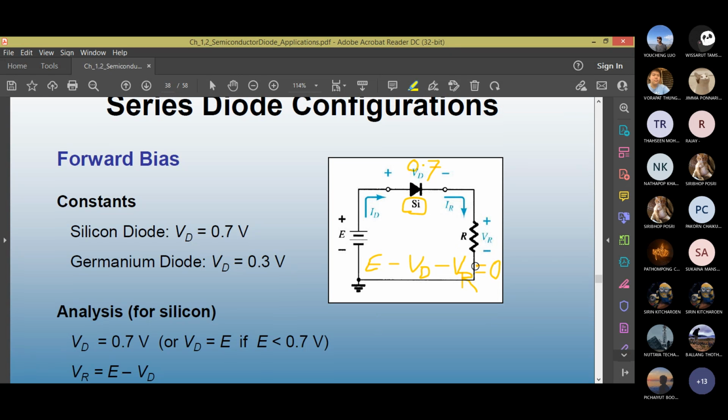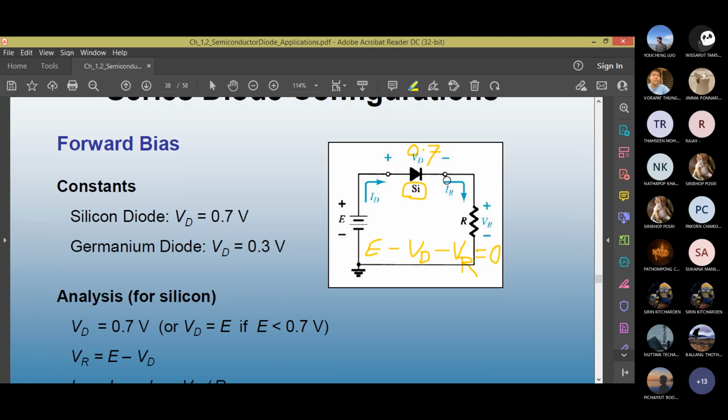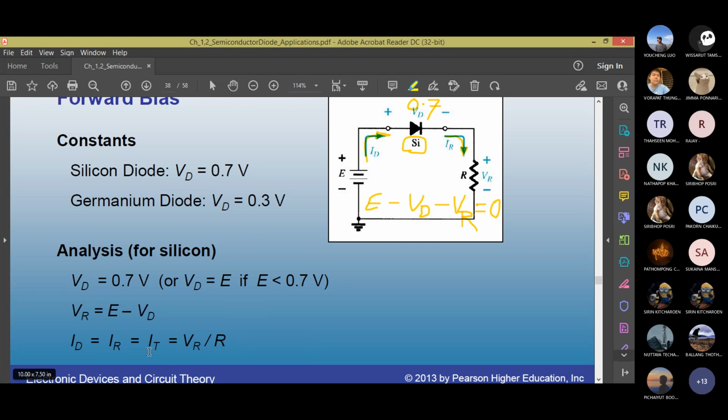What is VR then from this equation? If you put VR on the right hand side, it is E minus VD, which you can see on the slide. What is the diode current ID? In a single loop circuit like this, the current is the same. ID, the diode current, is the same as the current flowing through the resistor. ID equals IR. So what is VR? VR is ID times R, or IR times R, Ohm's law. You can see here, VR equals I times R.